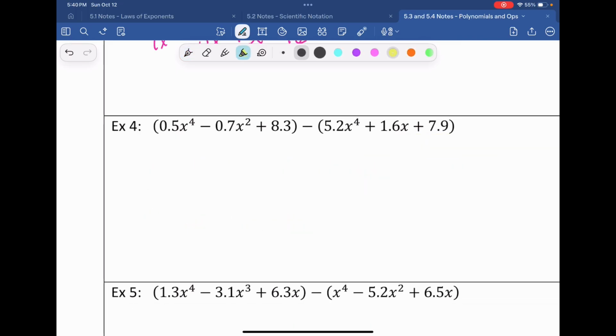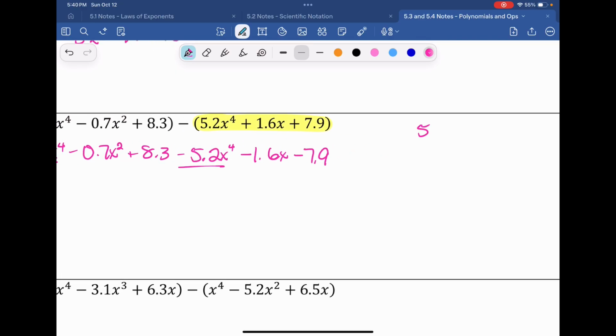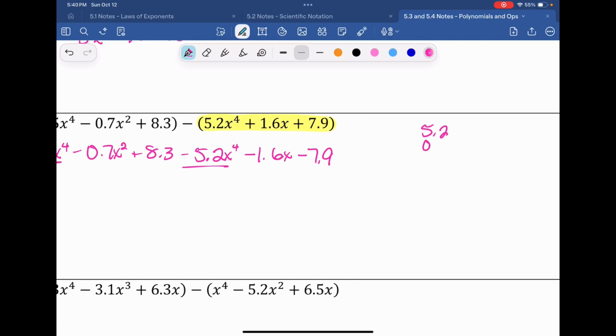Okay, change all the signs of your second polynomial. And I'm doing that because it is subtraction. If it's addition, you wouldn't worry about it. So negative 5.2x to the 4th, negative 1.6x, negative 7.9. Your first polynomial stays the same. You don't change anything about it. It looks like my highest exponent is the 4, which I have another one there. And you can do that in your calculator, which I'm doing by hand because I don't have my calculator.